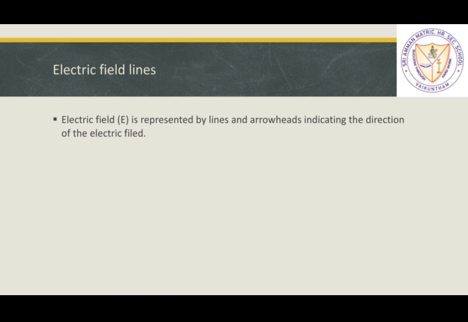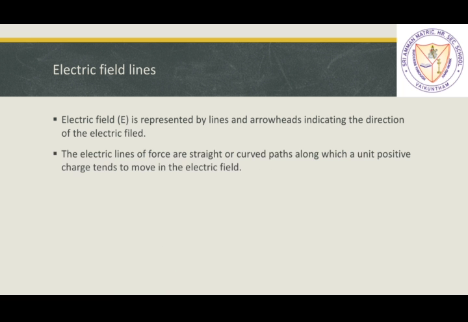The electric field, which is represented as E, will be represented by lines and arrowheads indicating the direction of the electric field. The electric lines of force are straight or curved paths along which a unit positive charge tends to move in the direction of the electric field. These electric lines are imaginary lines. The lines used to represent the direction and the strength or magnitude of the electric field are imaginary. They don't exist. They are just imaginary.